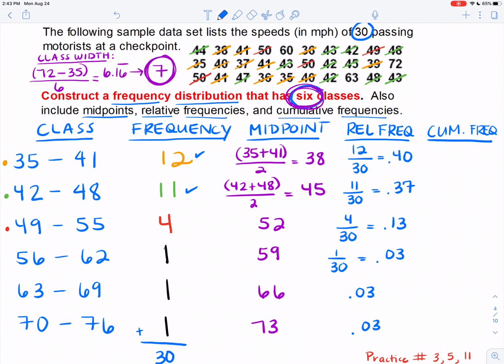And you should always notice that if you add up your relative frequencies, they should sum to 1 or very close to 1, depending on rounding. If that doesn't happen, that's an easy way to catch that maybe you made a mistake in there.